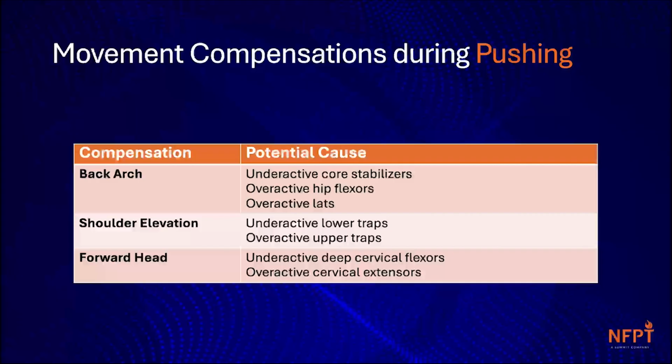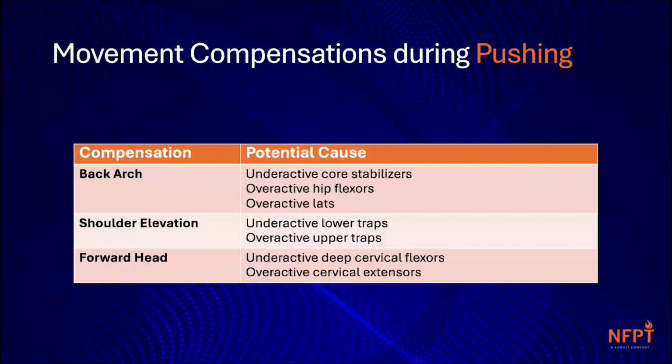Now, let's take a look at the different movement compensations that might show up during a pushing motion that you can use to improve exercise technique or if you are performing a movement assessment. One of the first compensations that you'll see is a back arch or an anterior pelvic tilt when their low back is arching. And the potential cause of this is underactive core stabilizer muscles, where they won't be able to engage their core appropriately to keep a neutral spine.